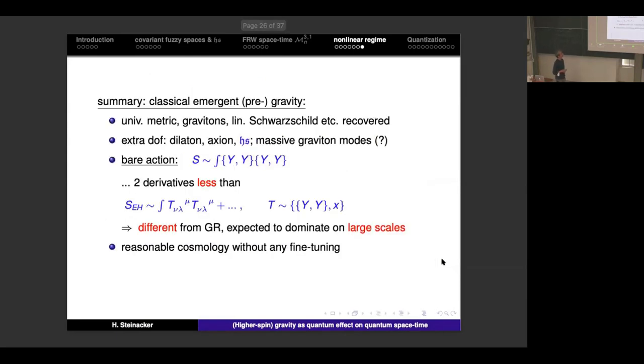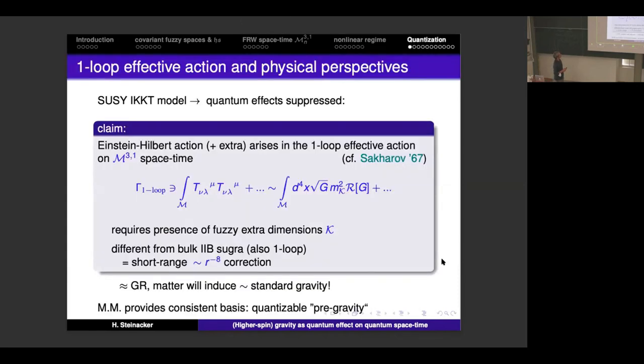Now let me, in the last 5 minutes, talk about the quantization of this thing. The main message is that you can now compute the one loop effective action in this matrix model. Here's a summary, because I don't have enough time for all the details. We will find that this one loop effective action includes the Einstein-Hilbert action plus some extra stuff in the following way. This is the contraction of the torsion tensors, which I explained before. It turns out this is the same as the Einstein-Hilbert action, plus there is some stuff of the axion. And this is a manifest computation which you can now do. It's very much expected, but it actually works out.